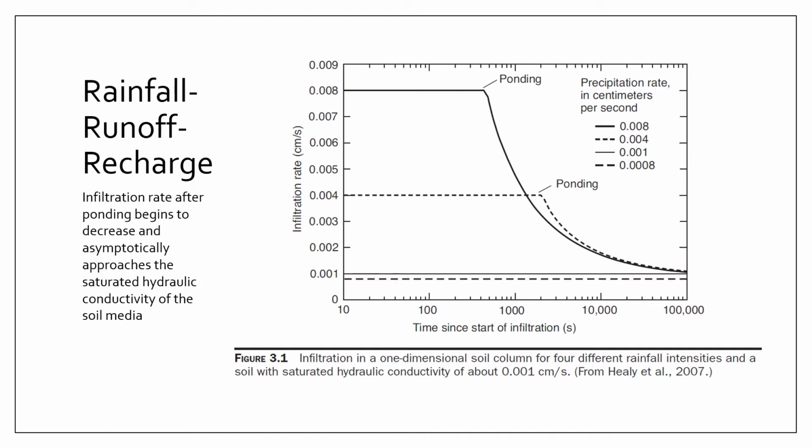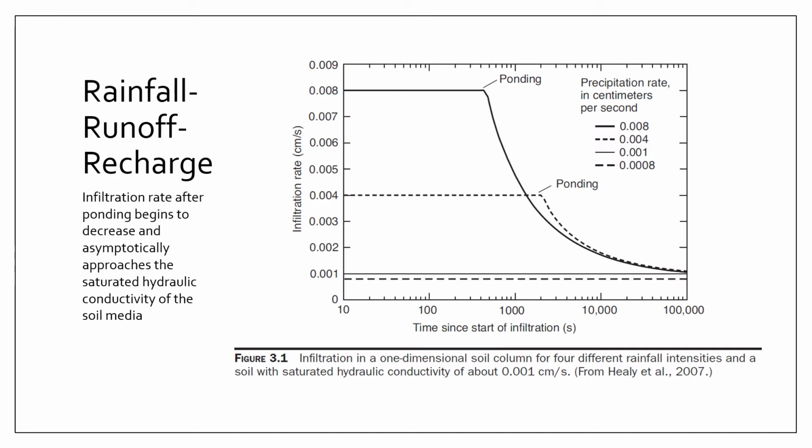Yeah, so you have similar stories for other precipitation rates here. Like for 0.004, you start at a 0.004 infiltration rate, and then you get ponding and it drops off. And then for the smaller precipitation rates, you have a different story.